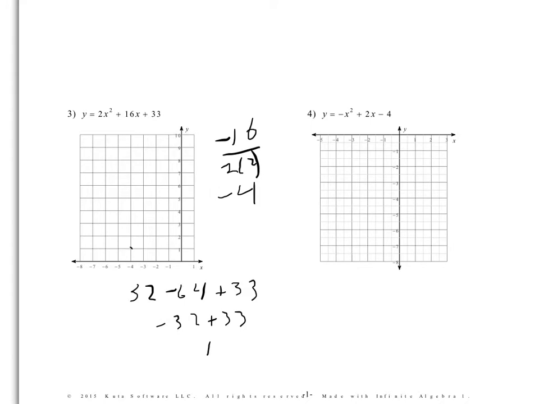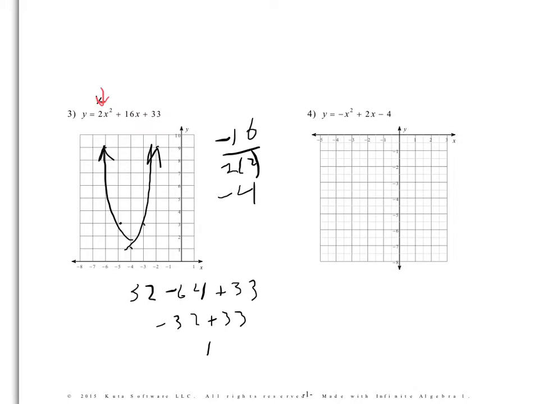Now, because that is not a 1 there, it's a 2, I now have to go up 1 and over 2, up 2 and over 1, sorry, I misspoke. And then I go up 8, 1, 2, 3, 4, 5, 6, 7, 8, over 2, and there is my curve.